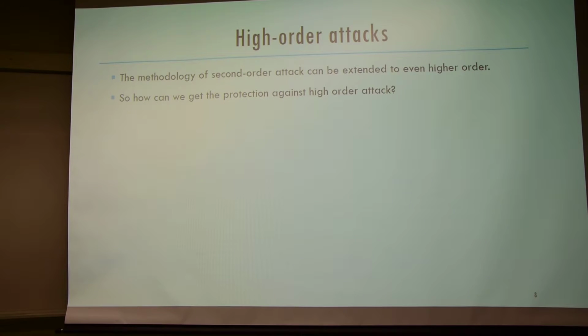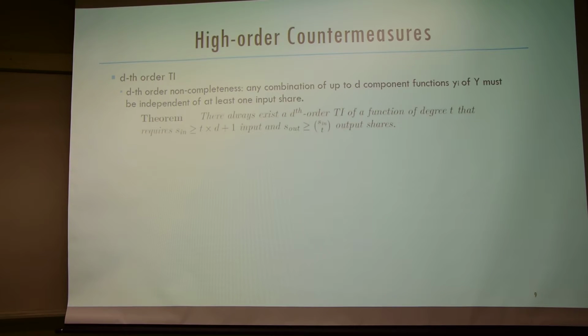So the methodology of second order attack can be even extended to higher order. So how can we get protection against this kind of high order attack, right? Because right now this first order structural implementation doesn't work anymore. It can be attacked. So how to do that? We have high order countermeasures. So for example, disorder TI, which is disorder structural implementation, right?